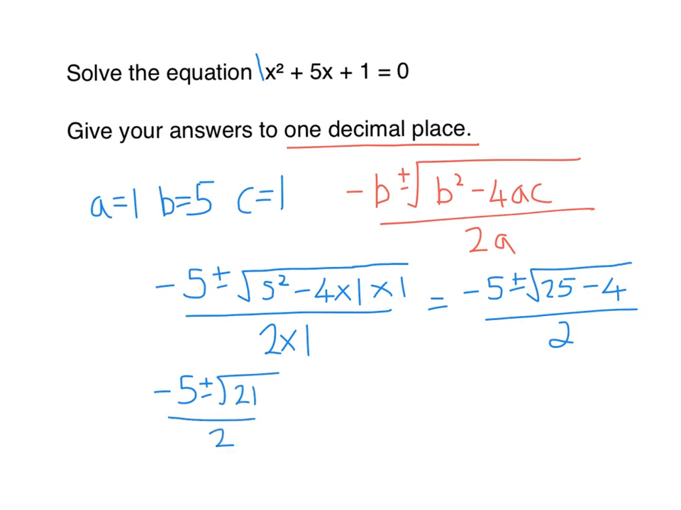I can use my calculator to do this. So I'm going to use the fraction button on my calculator, and on the top row I'm going to put minus 5 plus the square root of 21 all over 2. And that gives me x is equal to minus 0.2. And if I use the arrow buttons on my calculator and go back to the plus and change it to a minus, I also get x is equal to minus 4.8.